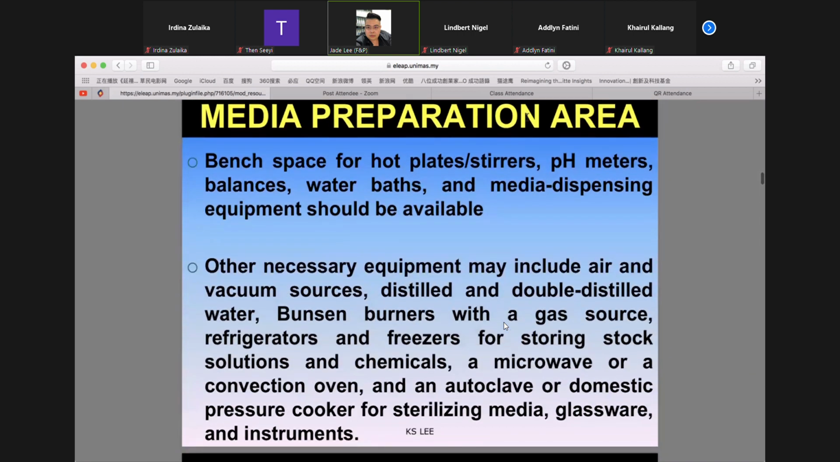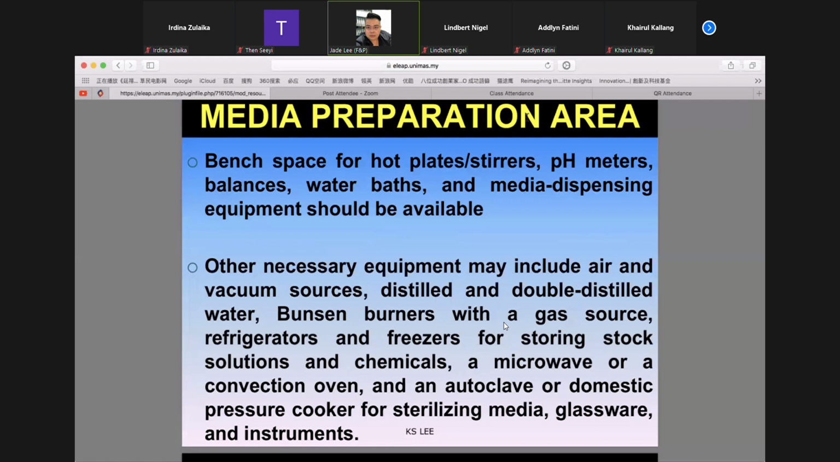And the bench space, the hot plate and stirrer, the pH meter, the balances and water bath, and also media dispensing equipment should also be available. And never ever use your hand or your finger to dissolve your chemicals. Always use a stirrer. We have the magnetic stirrer that helps you to dissolve the chemicals.